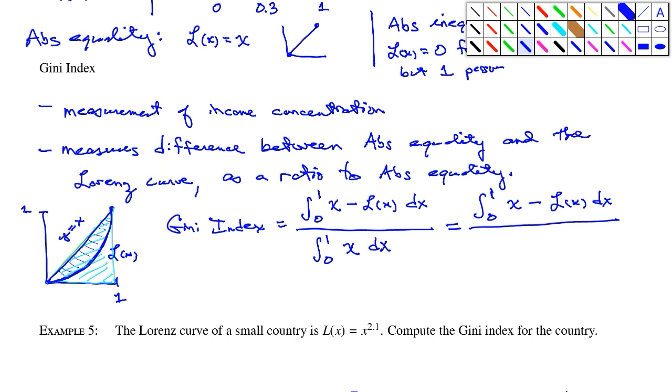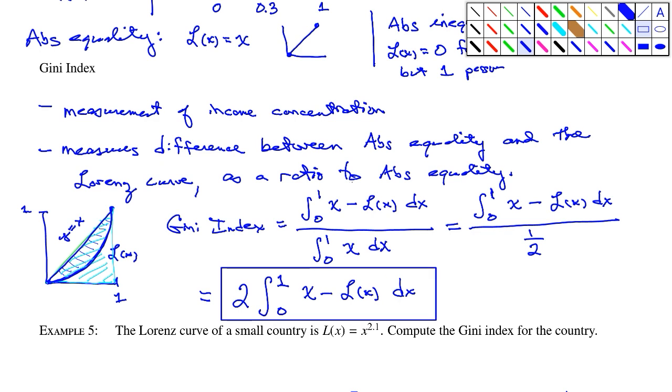And then I'll leave it to you to work out that the integral from 0 to 1 of x dx is a half. And then since you're dividing by a half, you can change that to multiplication by 2. So it's 2 times the integral from 0 to 1 of x minus the Lorenz curve L of x dx. That is the formula for the Gini index. You should memorize that one.